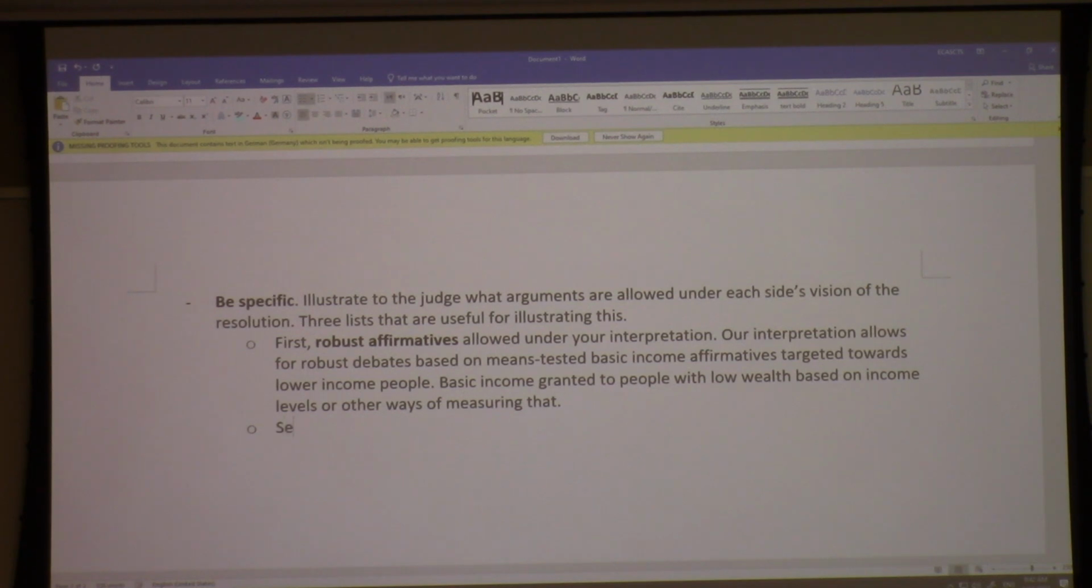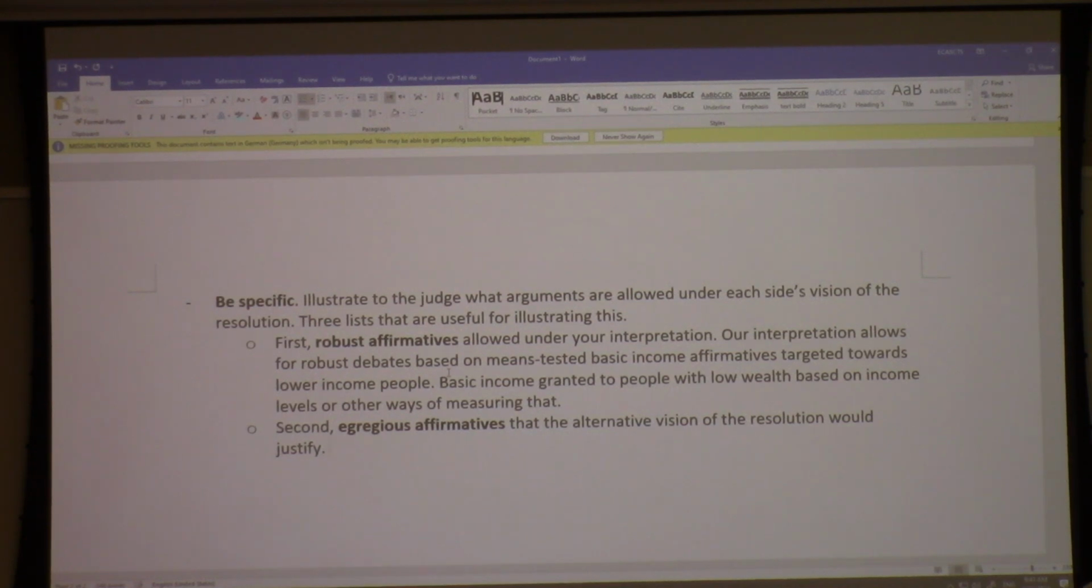And then the second one is egregious affirmatives that the alternative vision of the resolution would justify. And you want to use these to illustrate offense of your vision of the resolution. This is a place where you really want to be using examples to make your argument. So what are some examples of basic income programs that would not be redistributive and therefore fall outside of the boundary of the resolution?